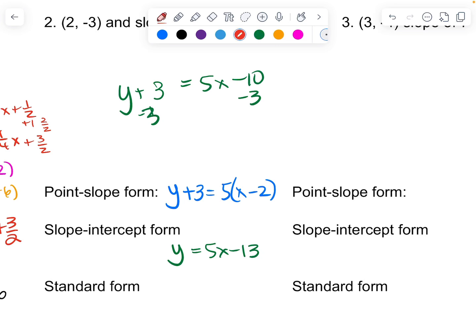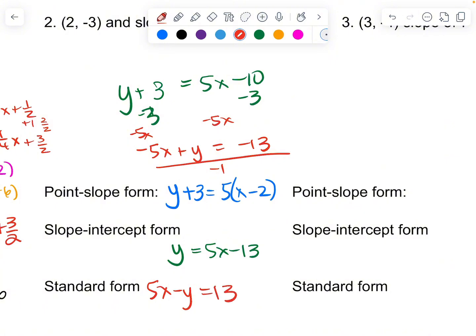If I wanted to have standard form, I would have subtracted 5x from both sides. I would have negative 5x plus y equals negative 13, but you can't have that negative, so I would divide. So I would get 5x minus y equals positive 13.